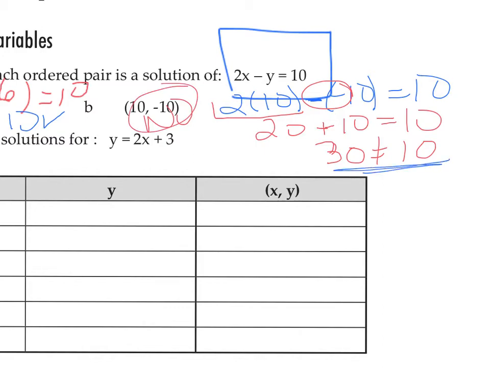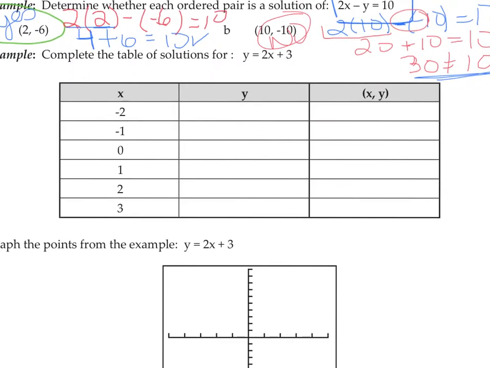Plug in and simplify. All right, we're going to look at this table down here. This says, complete the table of solutions for y equals 2x plus 3. Okay, so this is a different equation than the one we were working with above. This is still a linear equation. There are an infinite number of solutions. If we can find a few of the solutions, and that's what we're going to use this table for, we can, down here on the graph, line them up to find the line.